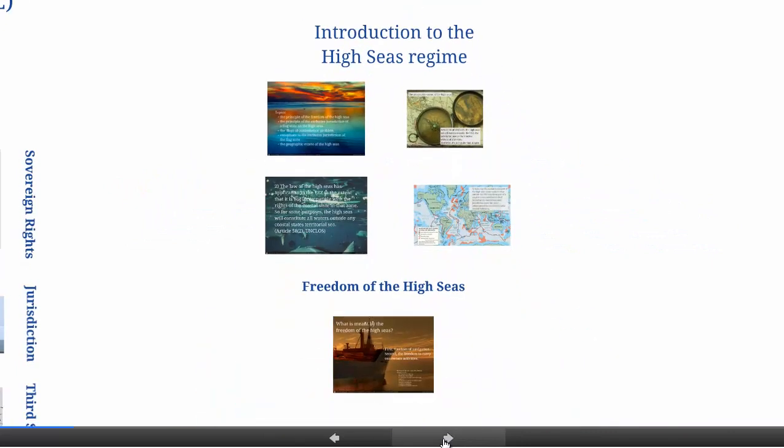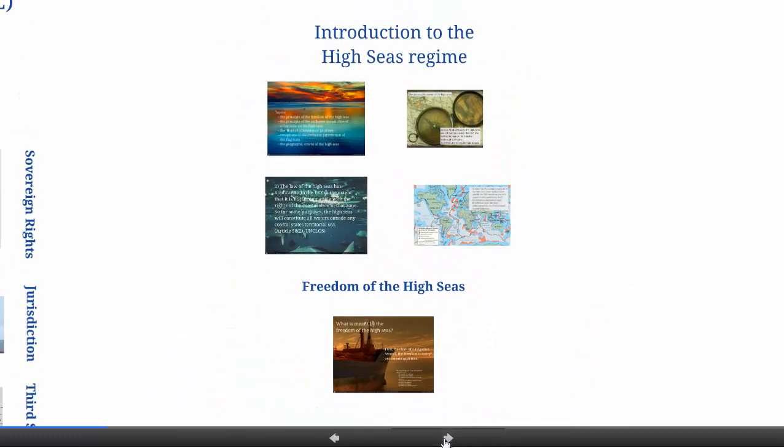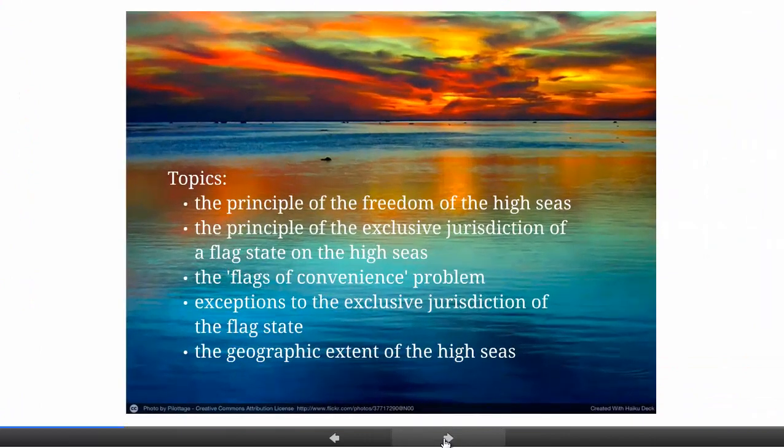So we'll look at some introductory concepts and the freedom of the high seas, and then we'll look at the principle of the exclusive jurisdiction of the flag state and the problem of flags of convenience and exceptions to that exclusive jurisdiction. So let's make a start. In this recording we'll cover the principle of freedom of the high seas, the principle of exclusive jurisdiction of a flag state on the high seas, the flags of convenience problem, exceptions to the exclusive jurisdiction of the flag state, and the geographic extent of the high seas.